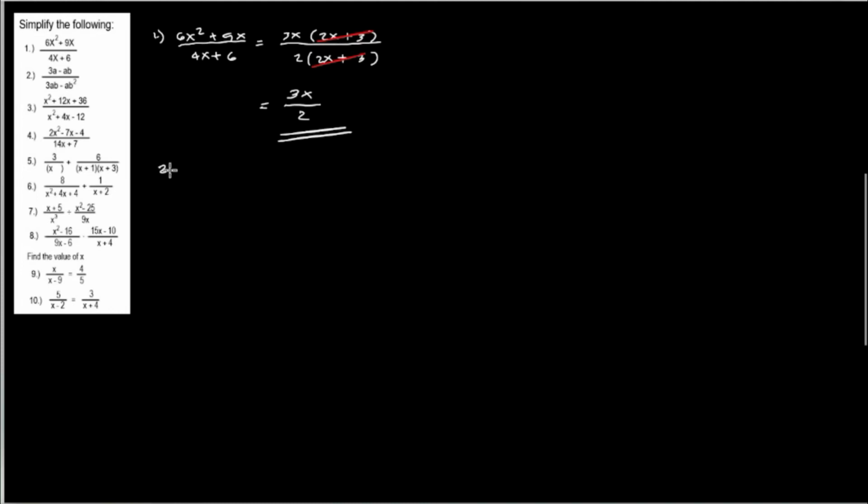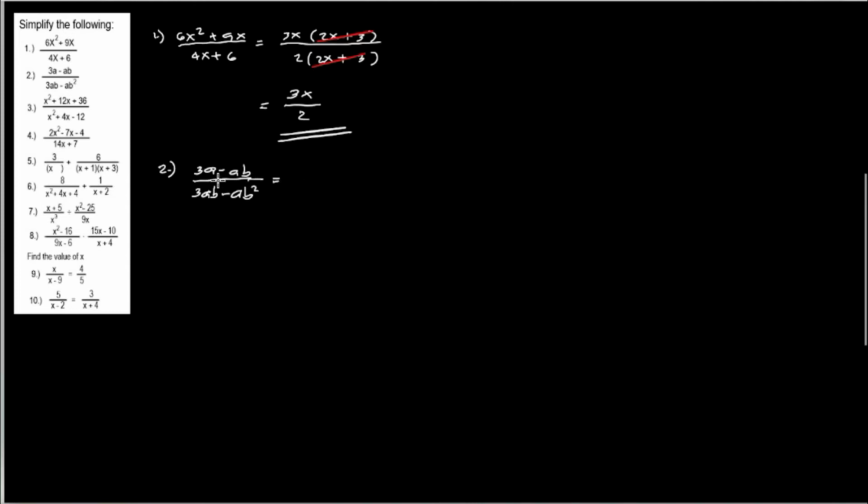Number 2. 3a minus ab all over 3ab minus ab squared. Same procedure: check the greatest common factor in the numerator and also in the denominator.